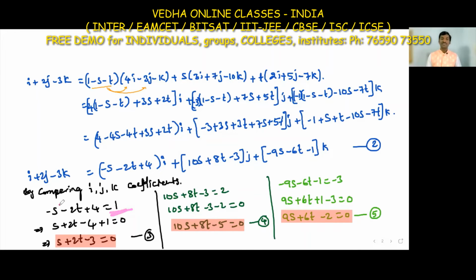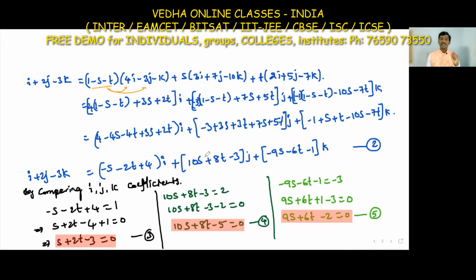After that, the s coefficient is negative. Whenever the first term's s coefficient is negative, take them to the right side. That means it becomes plus s and plus 2t and minus 4, written as it is, and this plus 1 as it is. Since we took them to the right side but are writing on the left side only, equal to 0. So s plus 2t minus 4 plus 1 is minus 3.